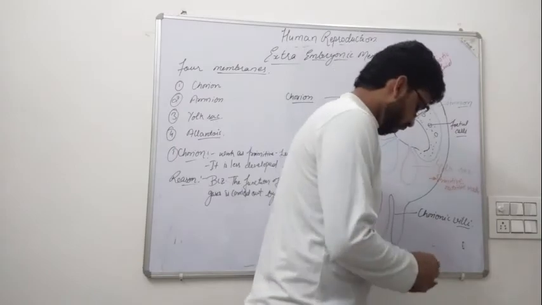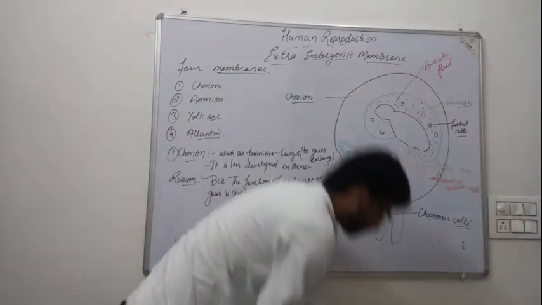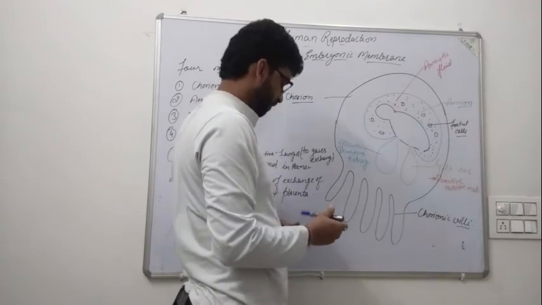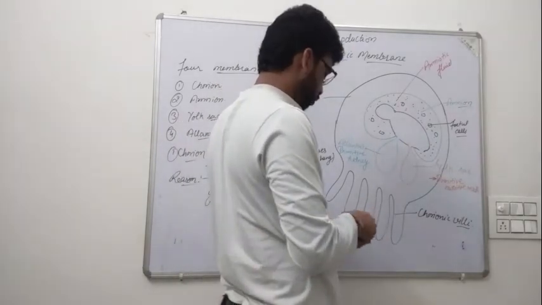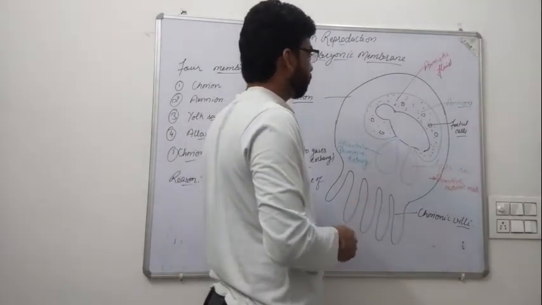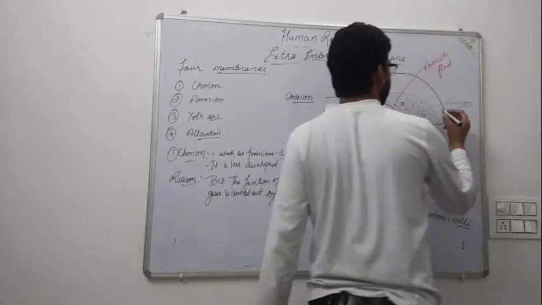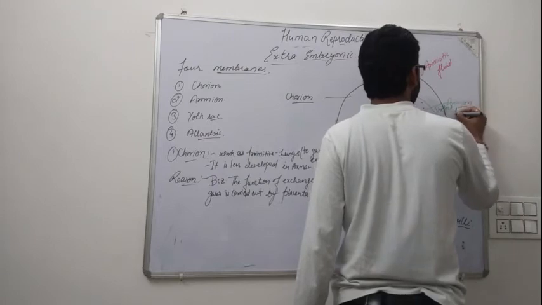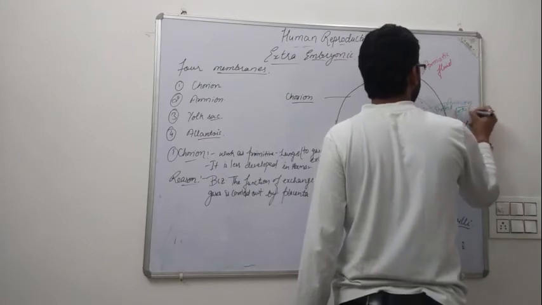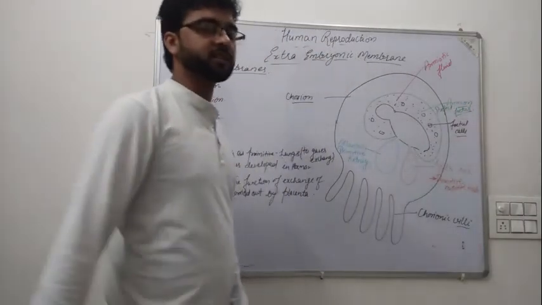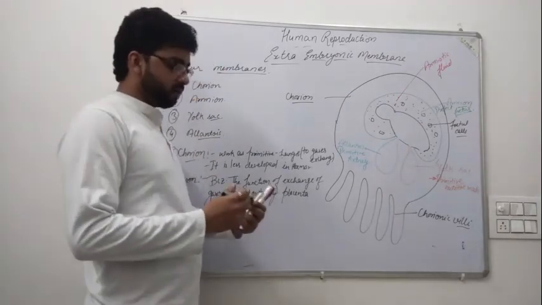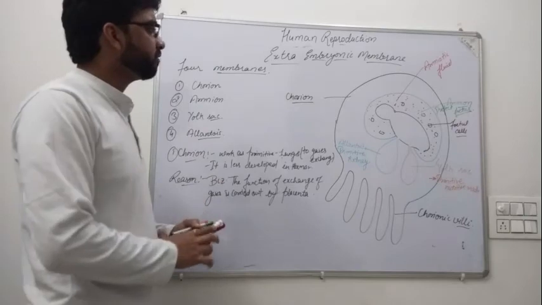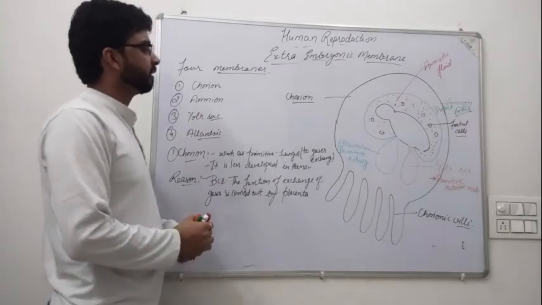And the function of amnion here is to protect the fetus from physical shocks. Here we have to draw our four membranes.